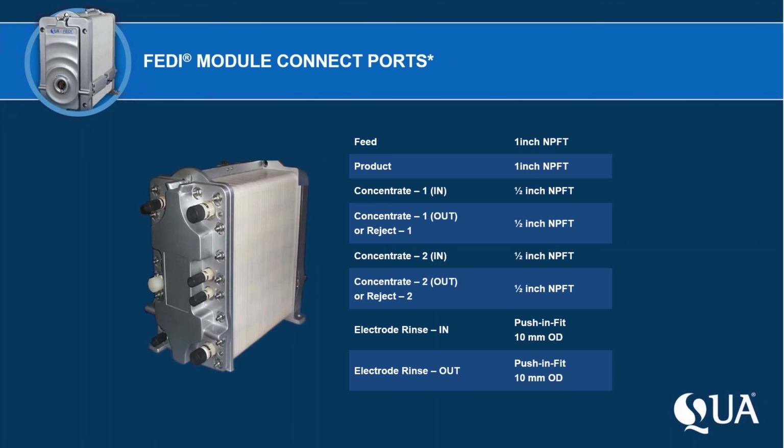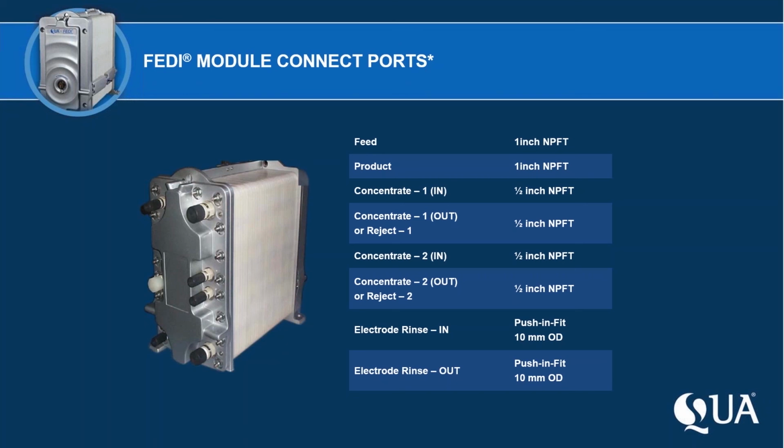So some of the connections you'll see out there. Ports, we have 1-inch NPTs. We like to use standard threads. You don't need any type of special connections or adapters to go from our stack to typical piping. We have a 1/2 inch on the concentrate or reject compartment. And then we have an electrode rinse, as I mentioned.